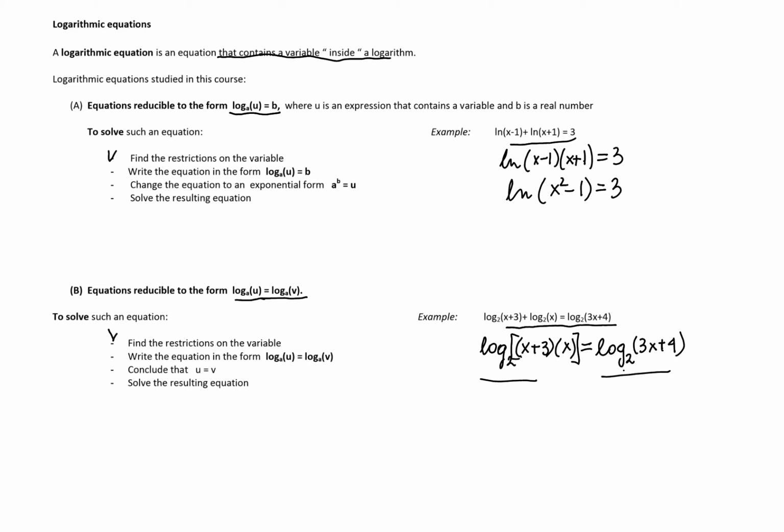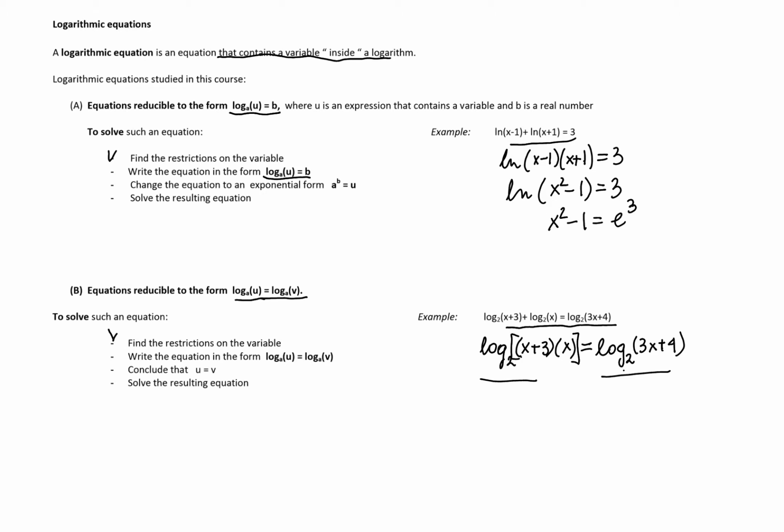For the first type of equation, once we arrive at the right form, we change this equation to the exponential form, and we'll solve this equation for x. We'll obtain an algebraic equation, and we'll apply whatever method will be needed to solve that equation.